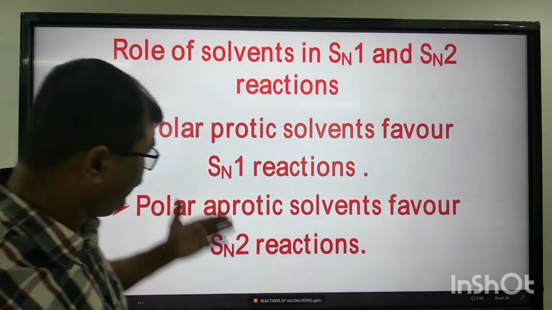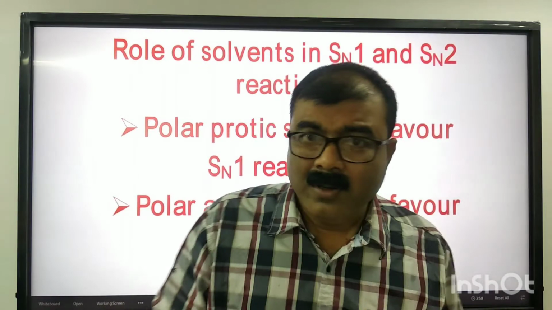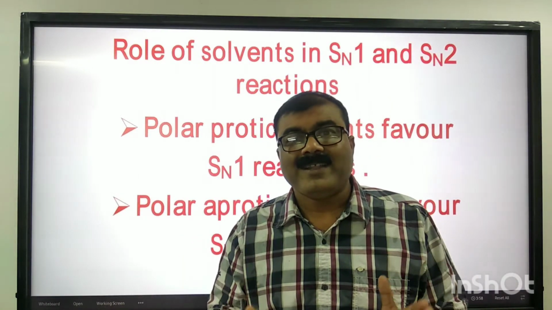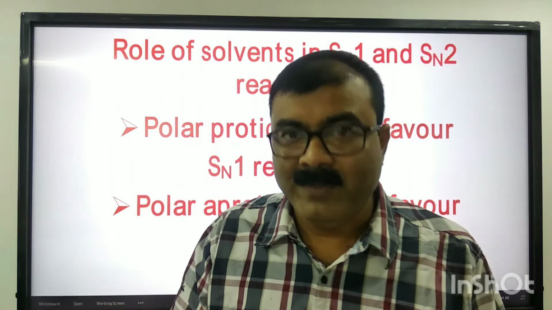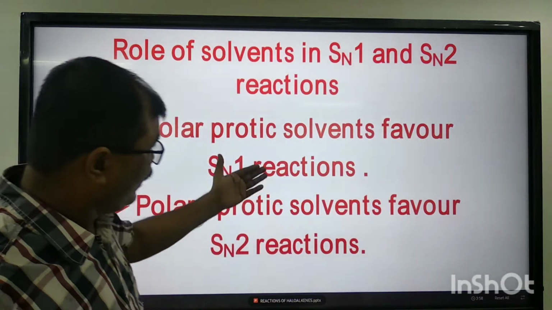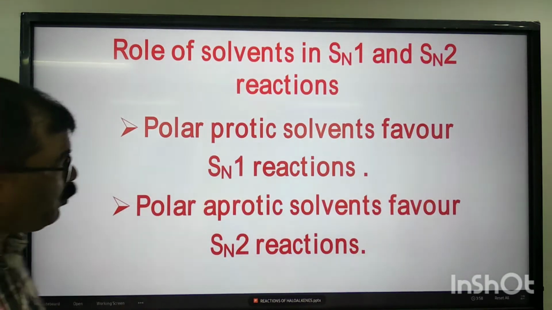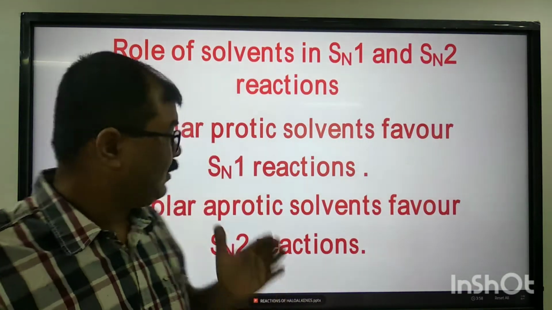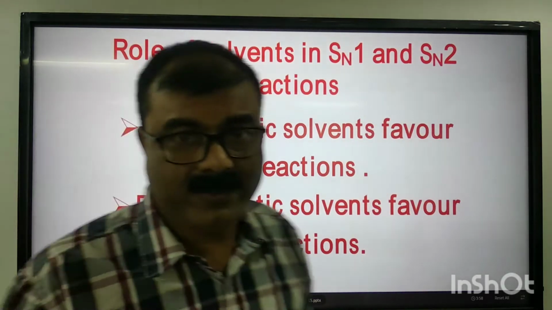Before learning this, you should first know what the types of solvent are and what the meaning of solvation is. Then we will learn the cause of it, means why polar protic solvent favors SN1 reactions and why polar aprotic solvent favors SN2 reactions.